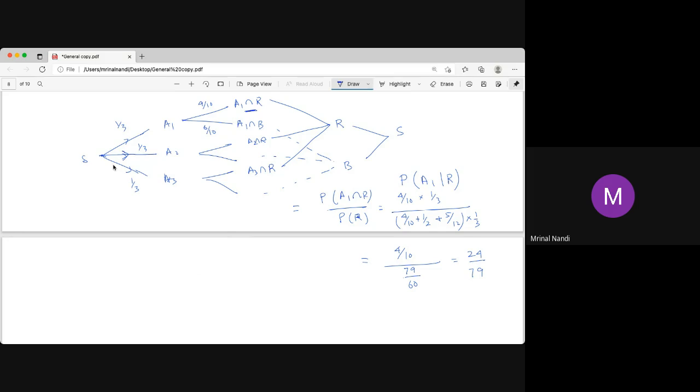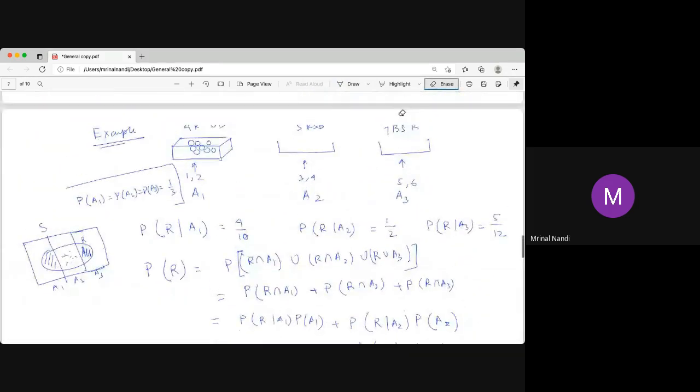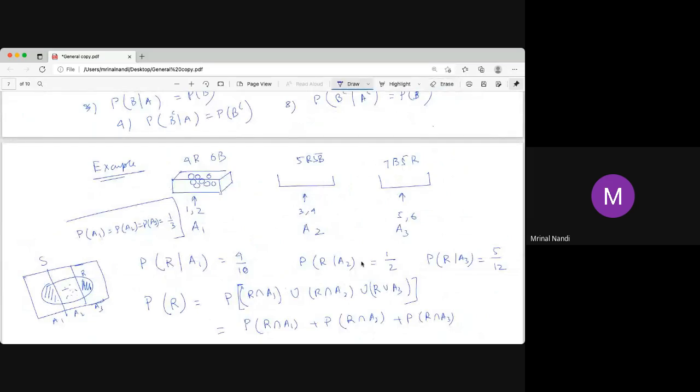Say you repeat this experiment 60 times. If you repeat this experiment 60 times, what happens? On an average, 20, 20, 20 for each box, actually. It's one third, one third, one third. Actually, this is multiplied with 60.